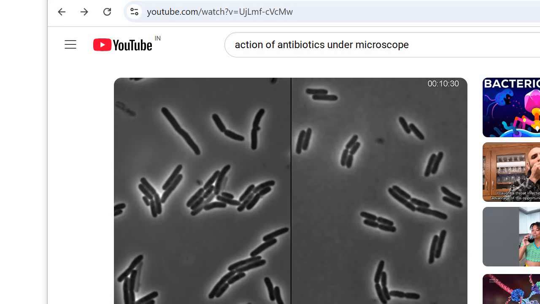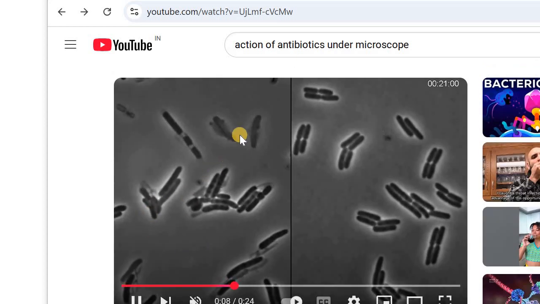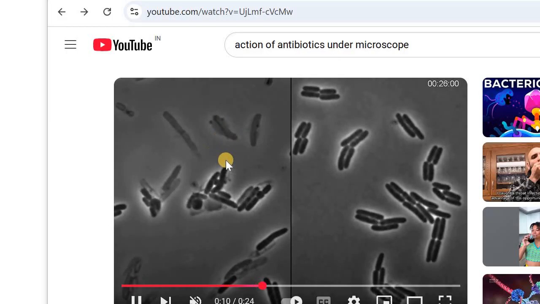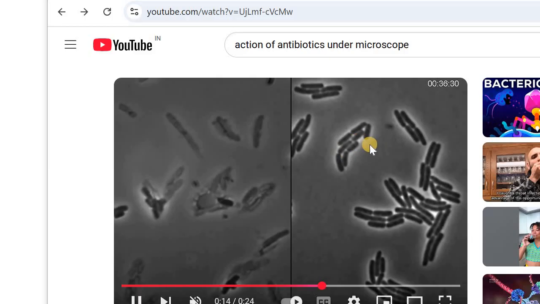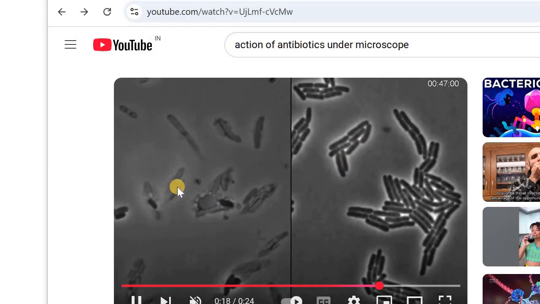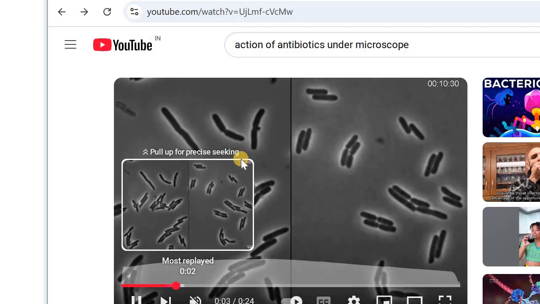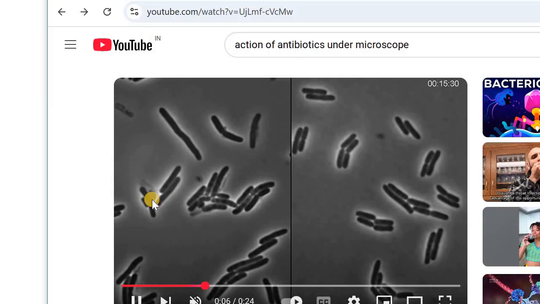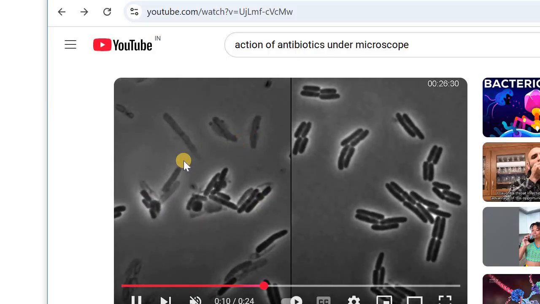So this is the exploding bacteria with penicillin, another video. On this side you can see the effect of penicillin. See the bacteria, they are exploding, but on this side they are healthy, they are moving around. Why are they exploding? You must be wondering. Again, let me show you. See, this one is exploded, this one is exploding, this one is exploding.